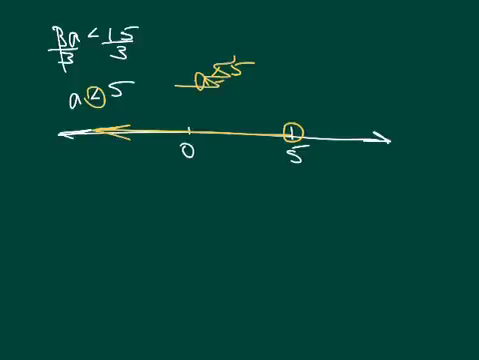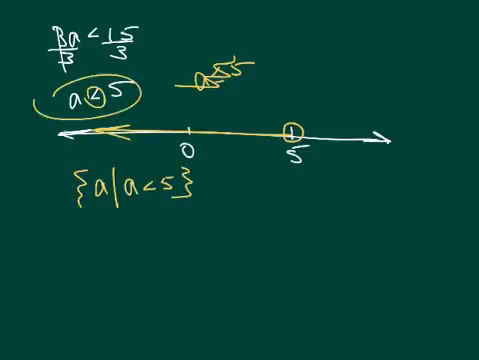Okay, so set builder notation. The set of a such that a is less than 5. So that's my answer right there. So those are my couple different ways of writing that. Alright, let's look at example 4 because we have a little tweak here that you've learned over the years, but let's just remind you. And I'm not going to go into why it works, but we're just going to do it.